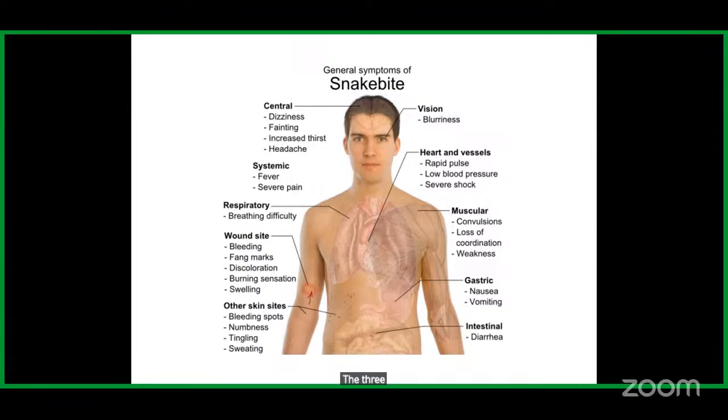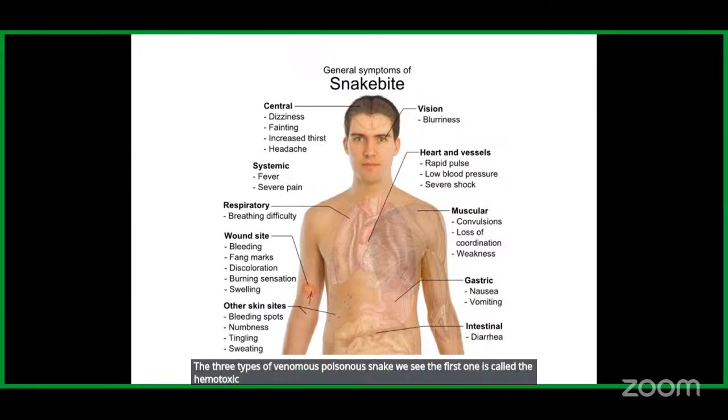There are three types of venomous poisonous snakes. The first one is called hemotoxic, which makes the blood vessels and the blood toxic. The second one is called neurotoxic, which makes the nervous system toxic and spreads its toxicity, or the venom.